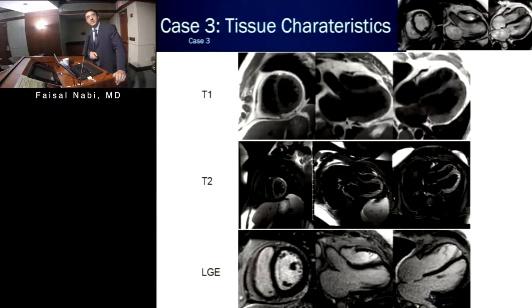Look at it on T2 images. There is no evidence of edema. There is no evidence of an intense signal in the pericardium. Notice the late gadolinium enhancement images. Here's the pericardium. There's no evidence of that bright white stripe that I had shown you in the other cases.